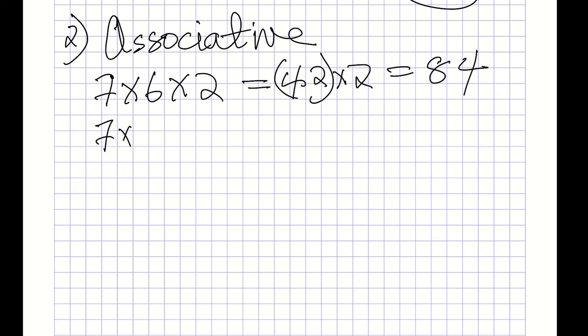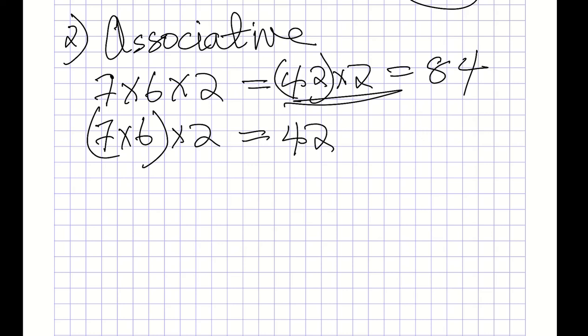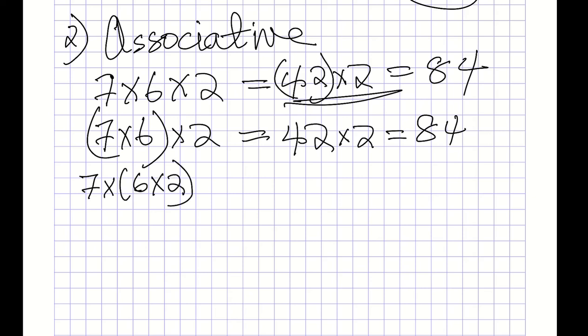You can say 7 times 6, and then put that in brackets. That means you do it first, then times 2. That's what I just did here. Then you get 42, and then you multiply by 2. You get 84. You can also do it like this: 7 times (6 times 2). You get the same result. That would be 7 times 12. So that's what they mean.